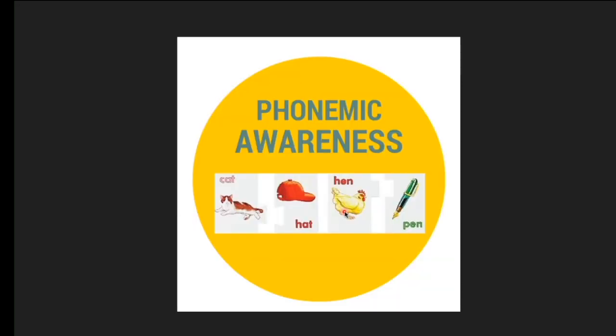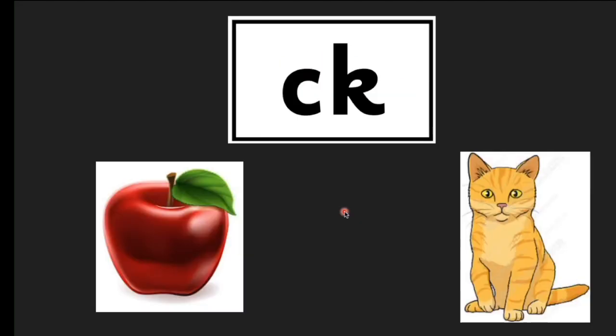Now, since we already know the letter sounds, let's move on to our next activity. So again, let's say the sound of this letter. Remember, two letters together create only one sound. So this letter says k, k. Again, these letters say k, k.